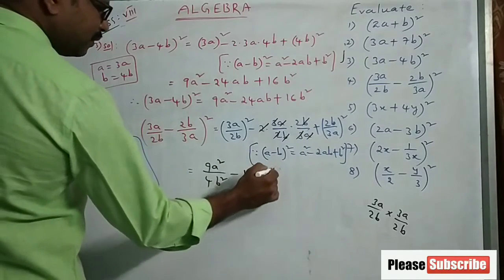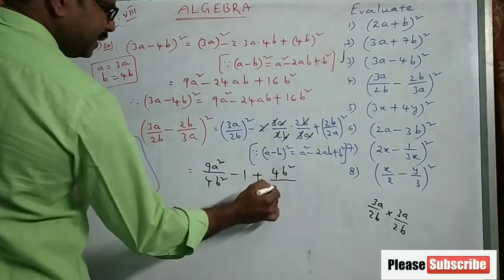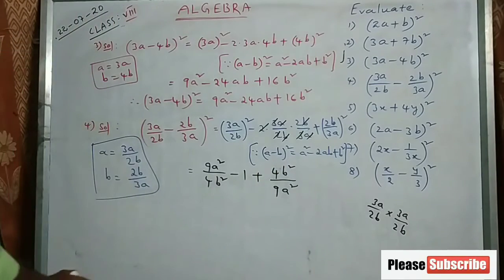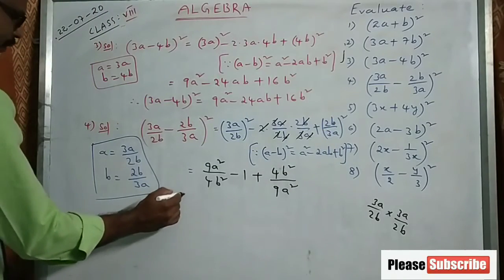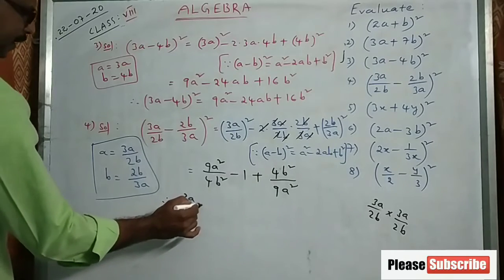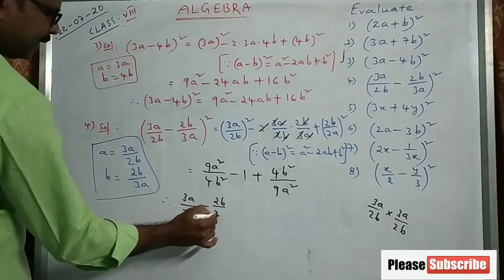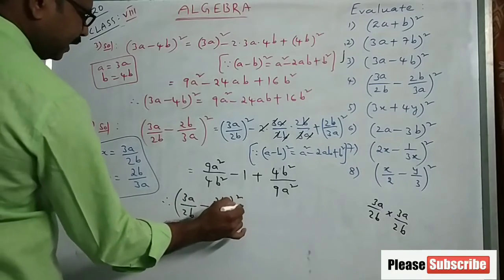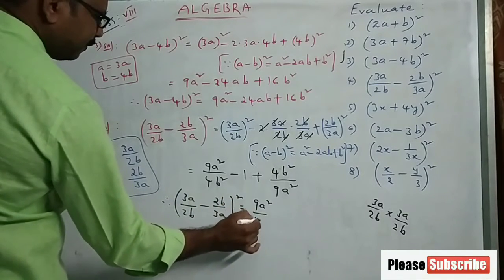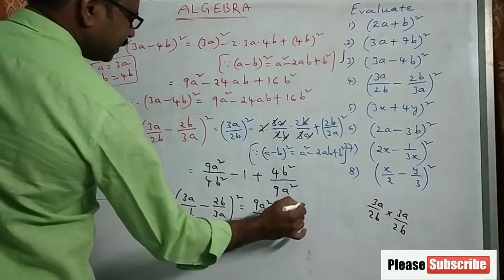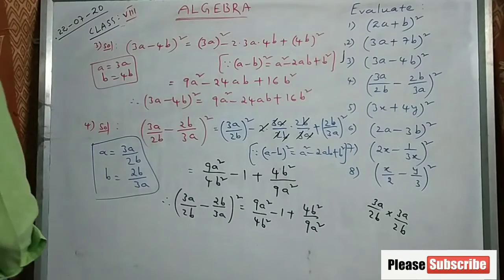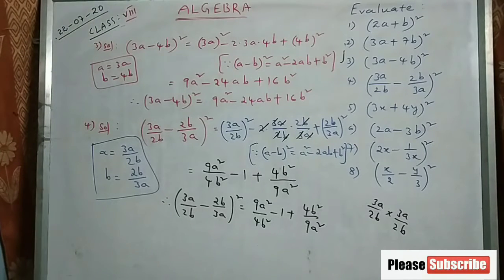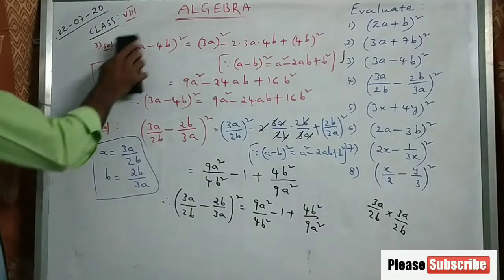Plus 2 2s are 4 b square by 3 3s are 9 a square. That's all now. Therefore 3a by 2b minus 2b by 3a whole square equal to 9a square by 4b square minus 1 plus 4b square by 9a square. That's all for the solution. So 4 completed, right? Next, fifth one, a plus b whole square again.